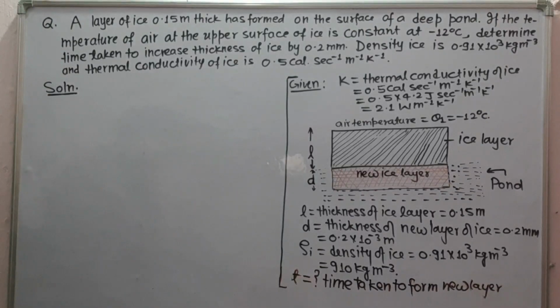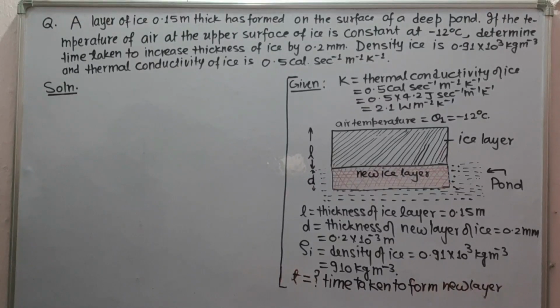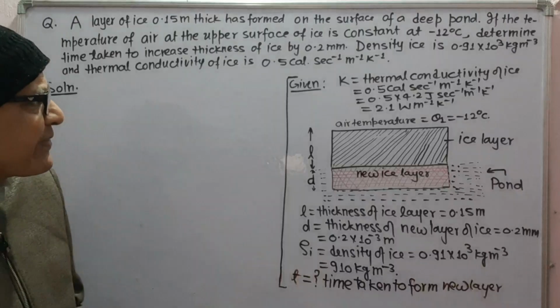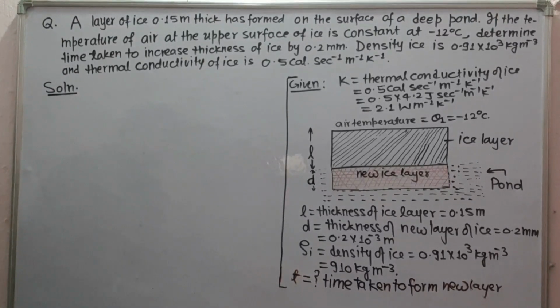Density of ice is 0.91 into 10 to power 3 kg per meter cube and thermal conductivity of ice is 0.5 calorie per second per meter per Kelvin. Now solution.